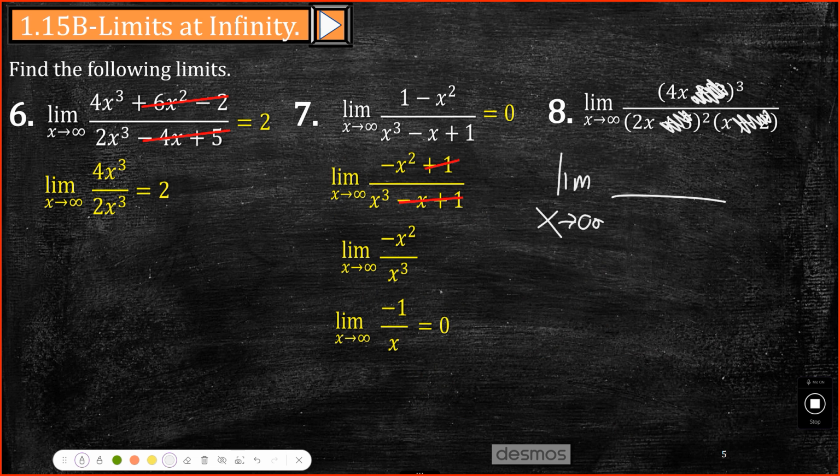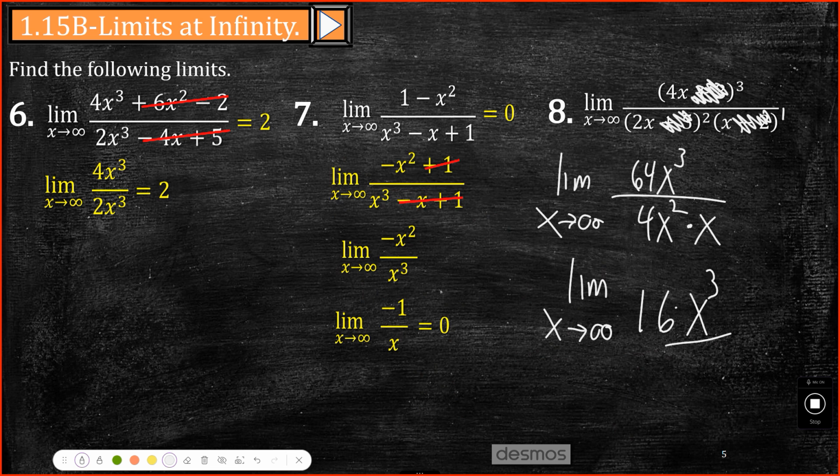So you're going to get 4x to the third power is 64 over x to the third. Then the bottom will be 2x to the power of 2, that's going to be 4x squared, and then multiply that by x to the power of 1 is x. So we can keep going, limit as x approaches infinity, this would be 64 divided by 4 is 16 times x to the third over x to the third, which again cancels out, and the limit will be 16 at infinity.